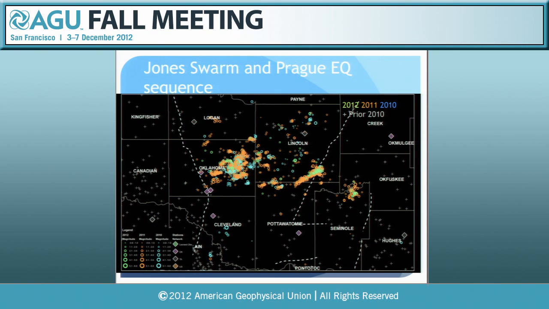Next slide. So zooming in a little, these slides have been shown a lot, but this is the Prague sequence here. The years are colored, so the green is 2012 earthquakes. This slide was generated earlier in the year. 2011 are the orange, and 2010 are the blue. That color got translated. And we can see here the transportable array stations and then regional stations within the area.